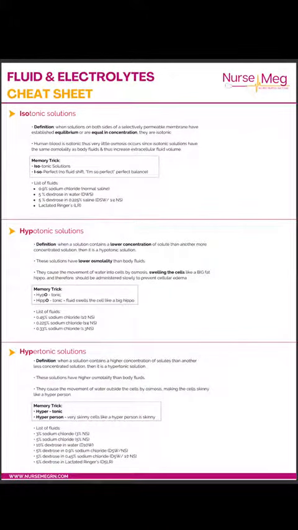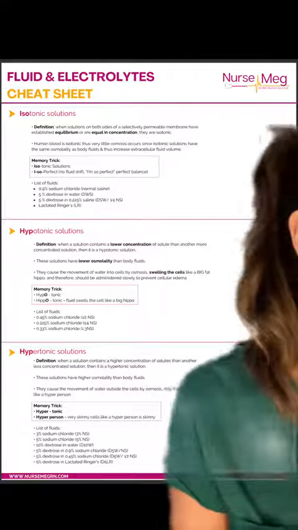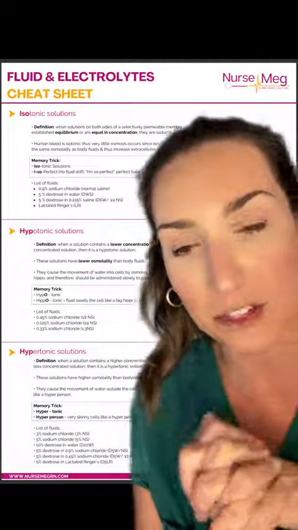Examples of this type of solution you can see down here. We have 5% normal saline, 3% normal saline, D10 in water, D5 in normal saline. Lactated Ringer's is probably the most common example.